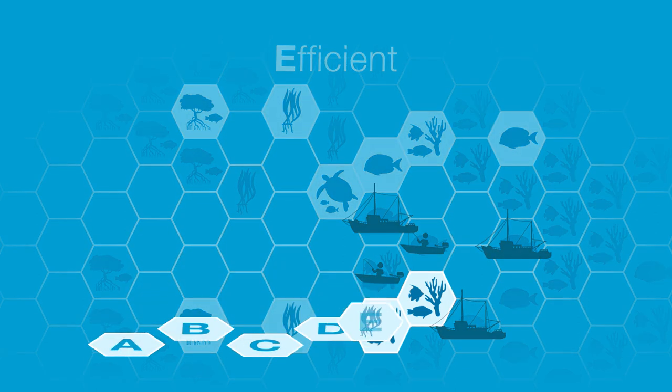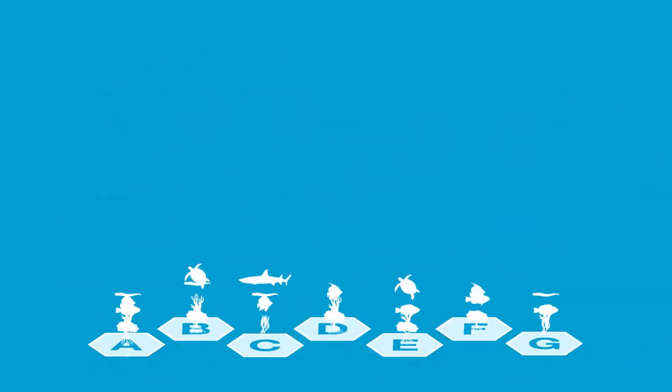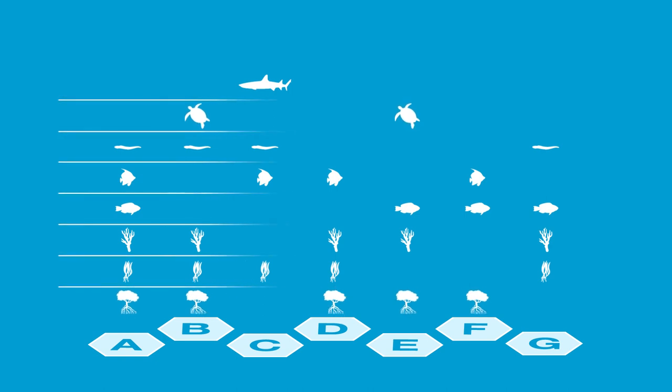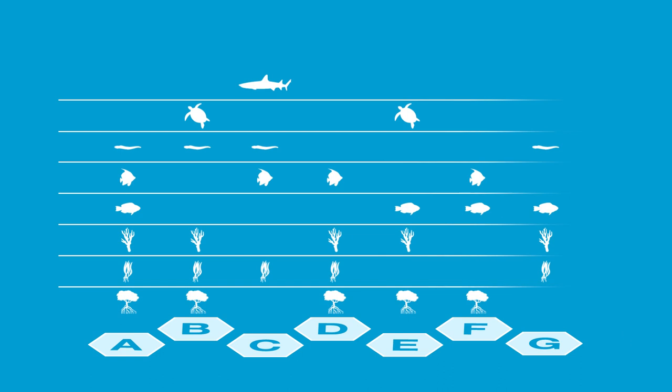Here is a hypothetical reserve design problem with sites containing conservation features. Some sites are rich, with lots of features, while others have less. Some features occur across many sites, like mangroves, while others occur in fewer sites. Your task is to find the smallest number of sites that conserve all the features. Try to be efficient and choose the smallest number of sites.